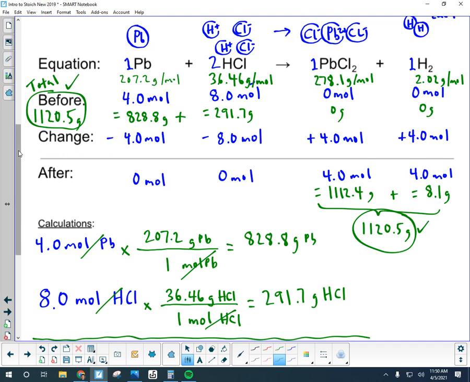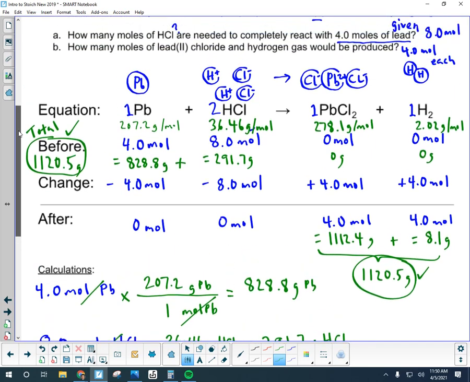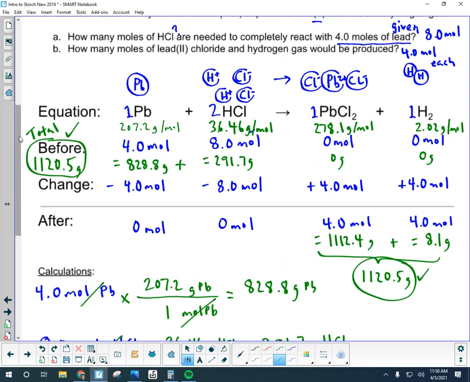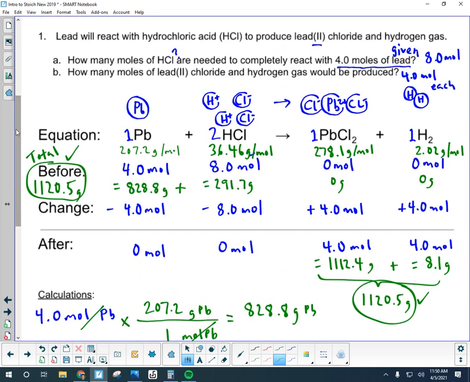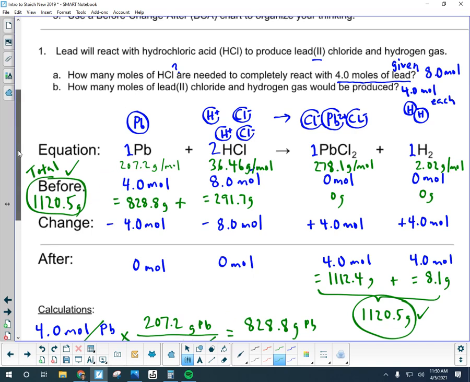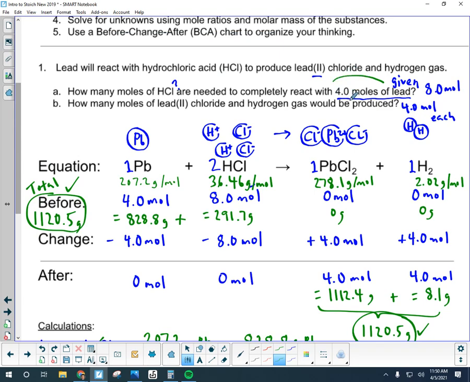All right, that's a lot for the first day back from break. Any questions on steps that we just did? Yes. So in the beginning, how did you get 4.0 moles? It was given in the problem. Okay, and then the second one, since 1 to 2 ratio, is double it. Exactly. Yep. So you would have to be given at least one either starting amount or ending amount and work from there. Yep.